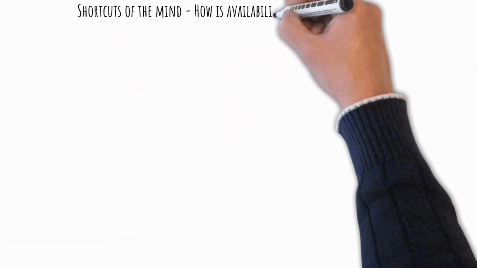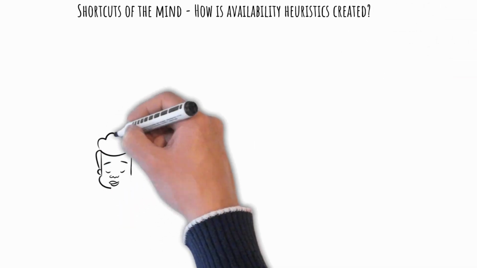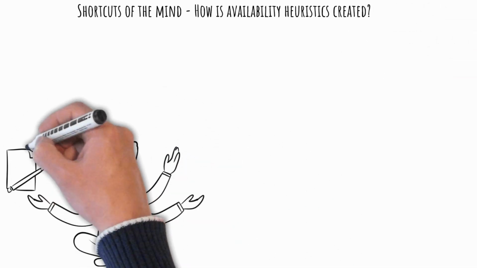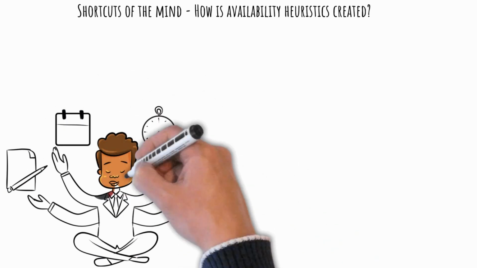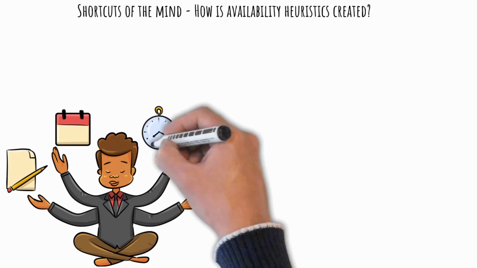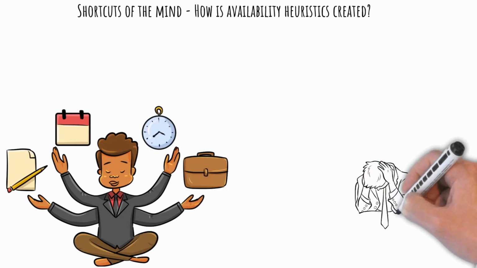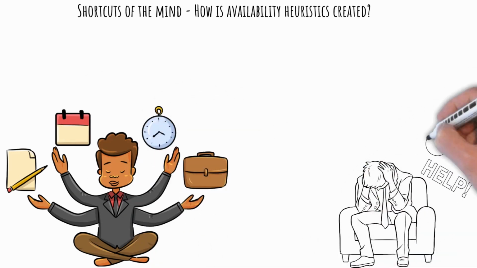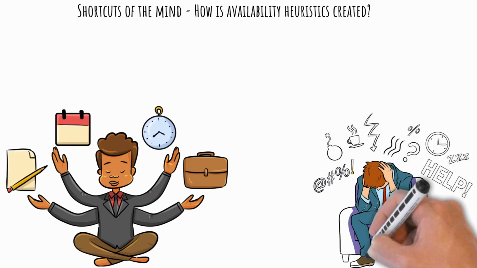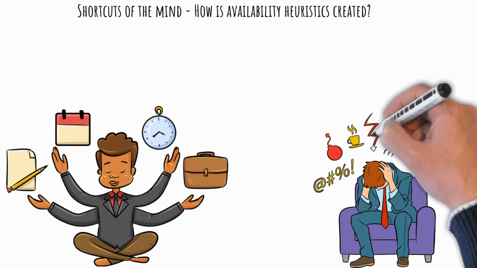Shortcuts of the mind. How is the availability heuristic created? Our minds have a limited capacity, both in the amount of information they can store and in computing power. After all, it was necessary to get the brain into our skull somehow, and thus there are limits to its size. So our brains have learned to replace probability calculations with how easily we remember things.